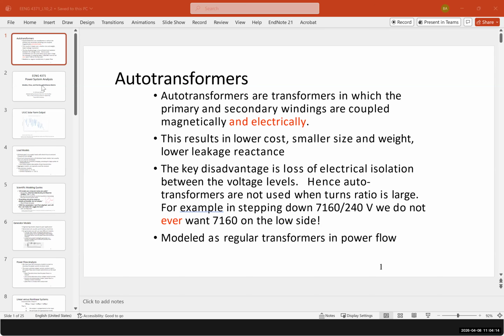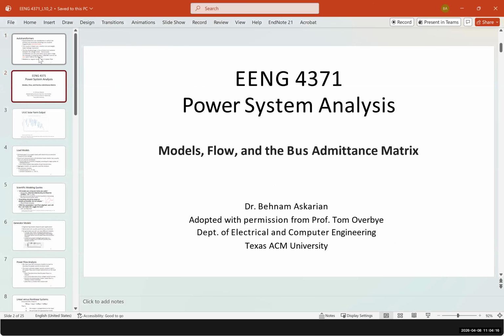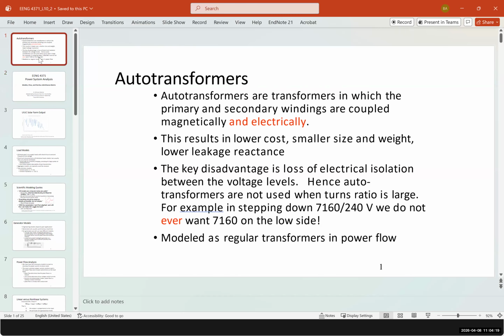In the previous class, we finished the transformers, three-phase transformers, and the modeling of three-phase transformers. We solved some problems, and we also spoke about different types of transformers, such as autotransformers and so on. And the last part we discussed was autotransformers.